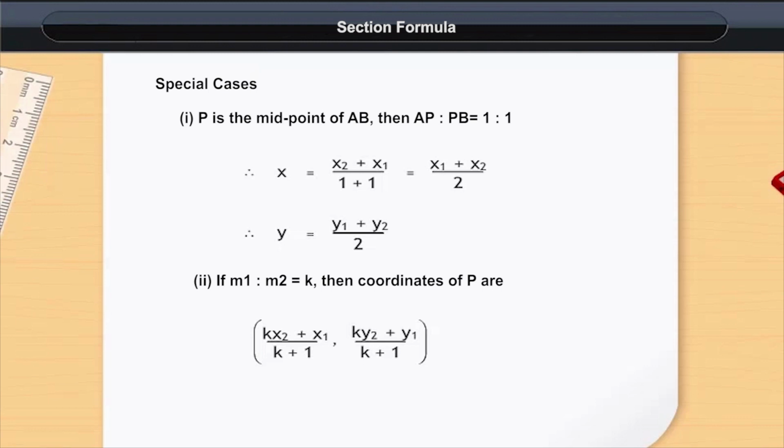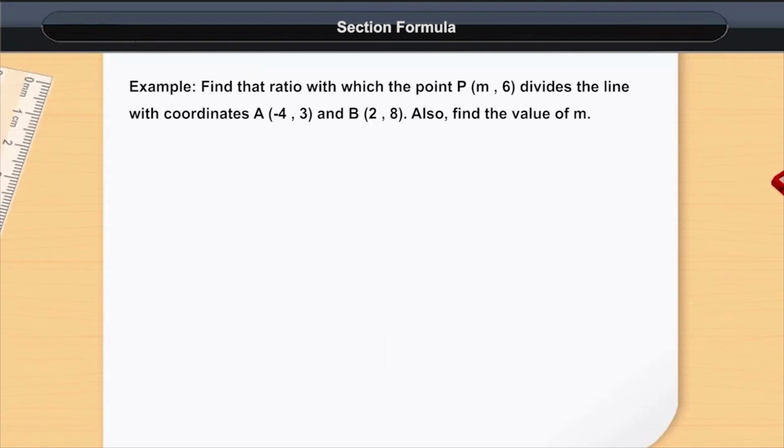Come on, let us understand this in a better way with the help of an example. Example: find the ratio in which the point P(m, 6) divides the line with coordinates A(-4, 3) and B(2, 8). Also find the value of m.